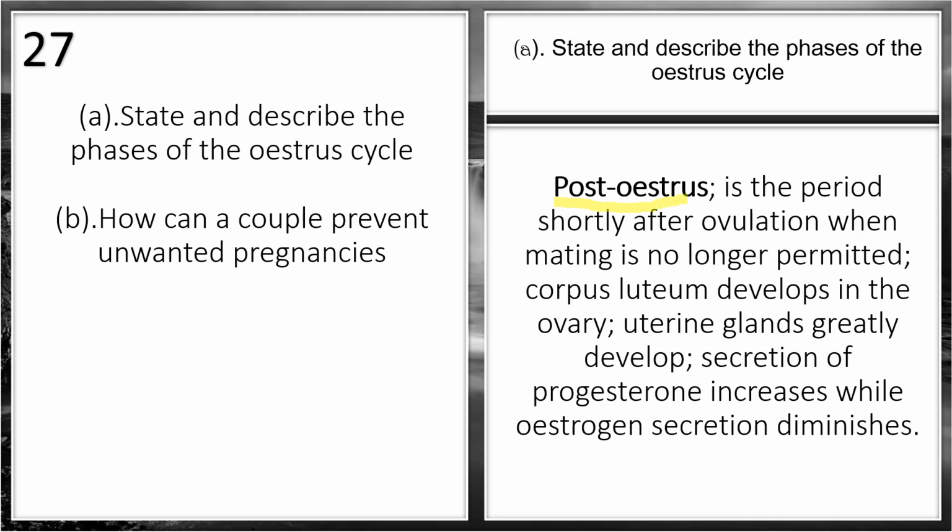Post-oestrus, or metoestrus, is the period shortly after ovulation when mating is no longer permitted. The corpus luteum develops in the ovary. Uterine glands greatly develop. Secretion of progesterone increases, while oestrogen secretion diminishes.